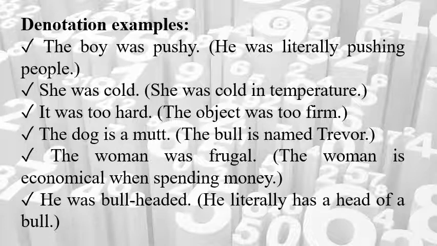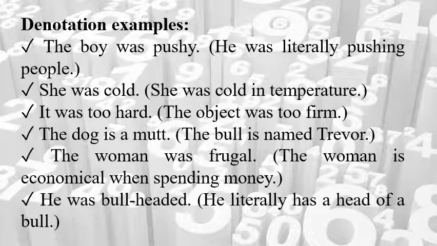So, if you are still confused about denotation, here are the examples. The boy was pushy. That means he was literally pushing people. Another is she was cold. That means she was cold in temperature. Another is it was too hard. That means the object was too firm.